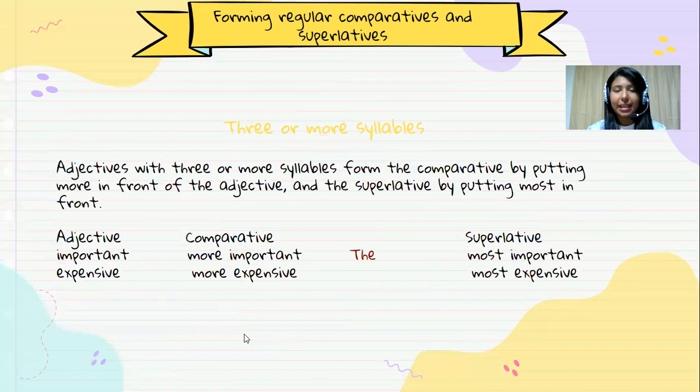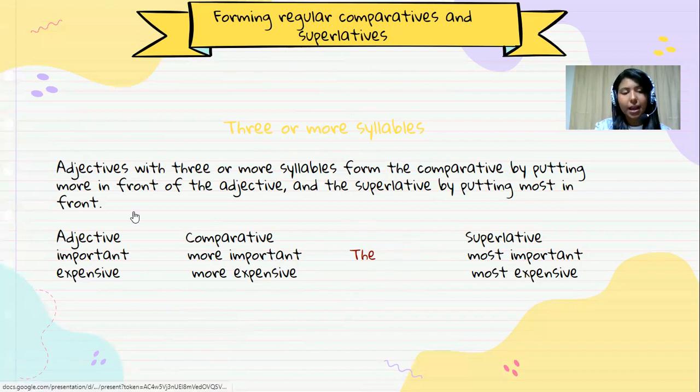Let's continue. Then we have three or more syllables. Okay, it says that adjectives with three or more syllables form the comparative by putting more in front of the adjective and the superlative by putting most in front. Okay, remember the when we are using the superlative. Here I have some examples. For example, important. Okay, this adjective has more than two syllables, three or more syllables. Important.